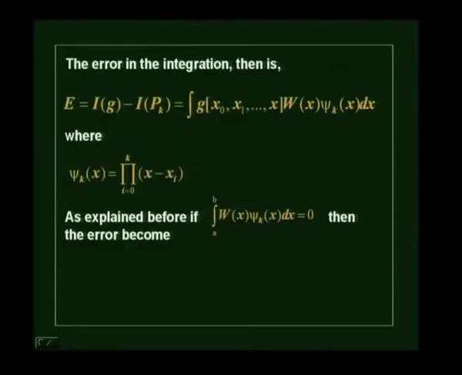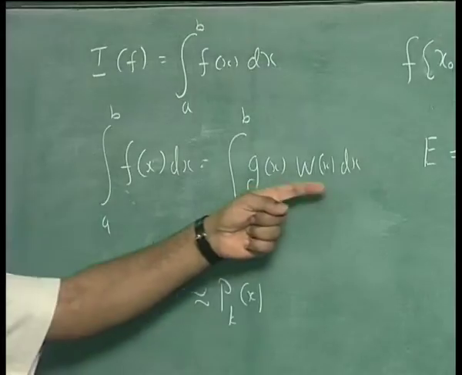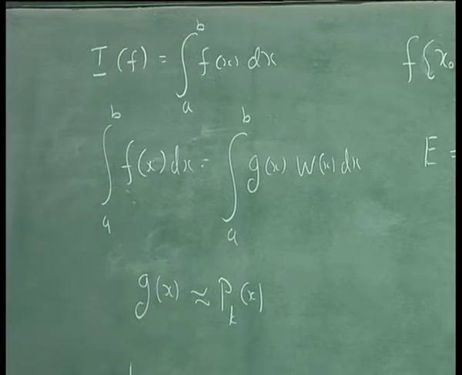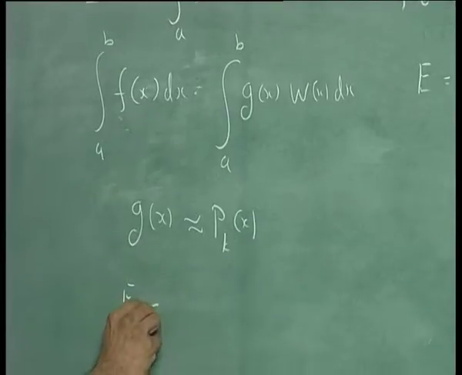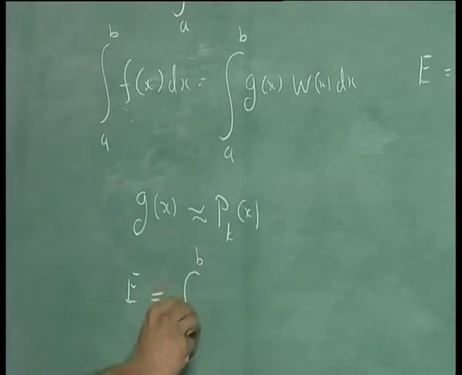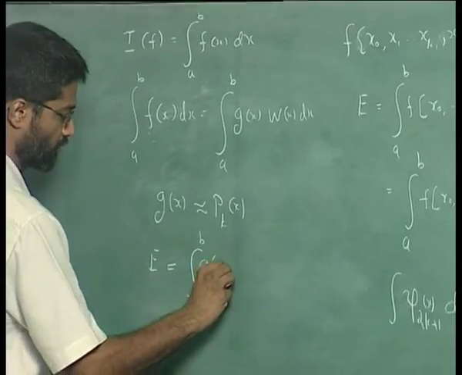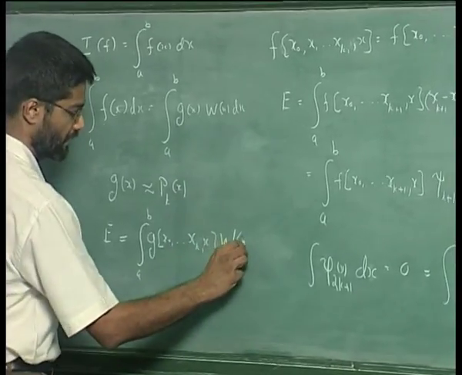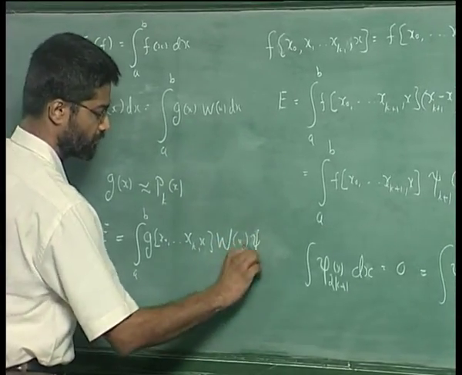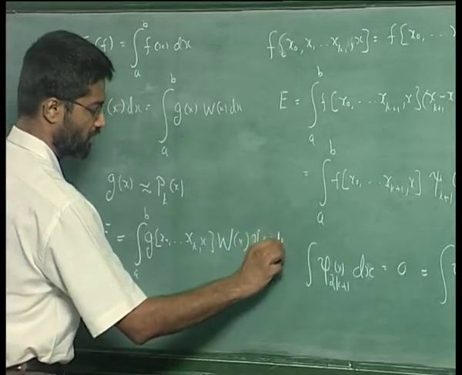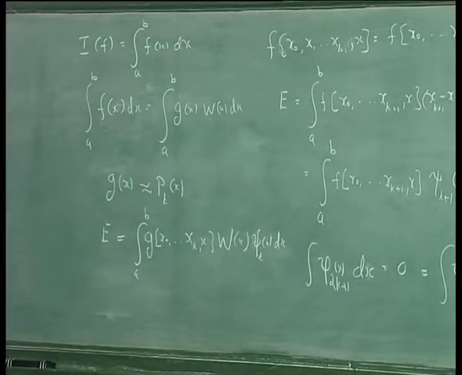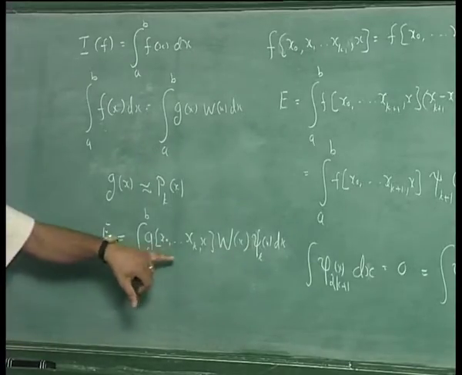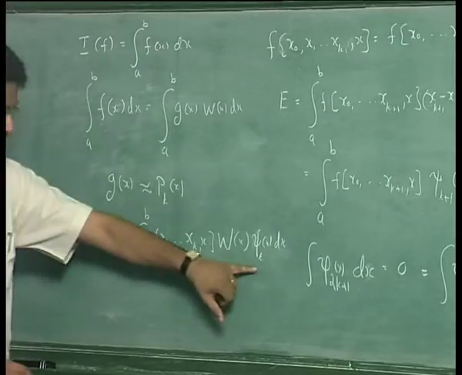Okay. But now our integral itself is g of x w of x dx. So, if you want to go to higher order, okay, now the error in this case is equal to the integral from a to b of g[x0, ..., xk, x]. Now, there is a w there, dx and then psi. That is what we have now as the error. Okay. So, now if you want to go to the k plus 1th order term, this is the k plus 1th order term.